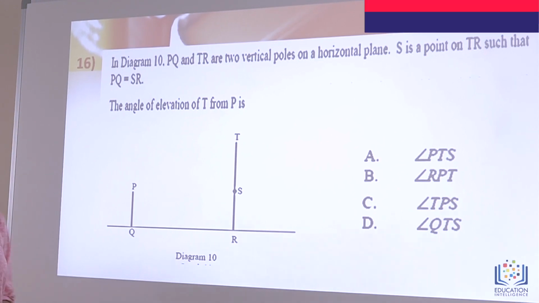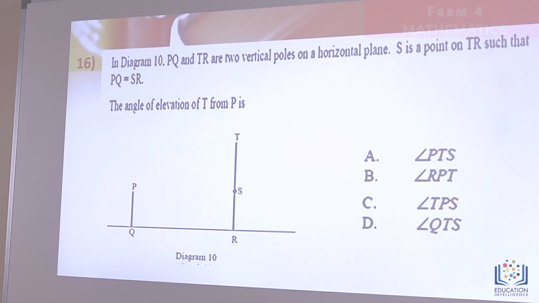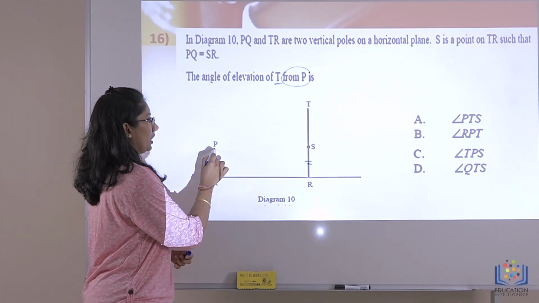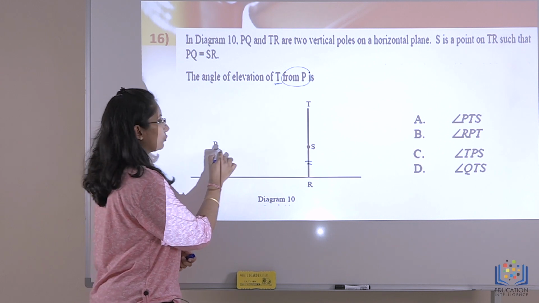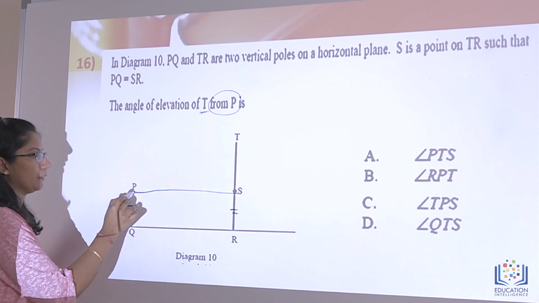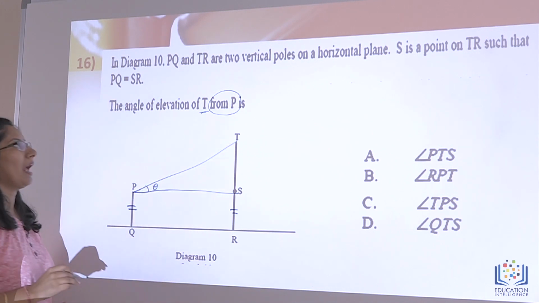In diagram 10, PQ and TR are two vertical poles on a horizontal plane. So from P, where's your P here? When you say from P, you have to draw a horizontal line. Then you connect your P to T. So this will be the angle of elevation.